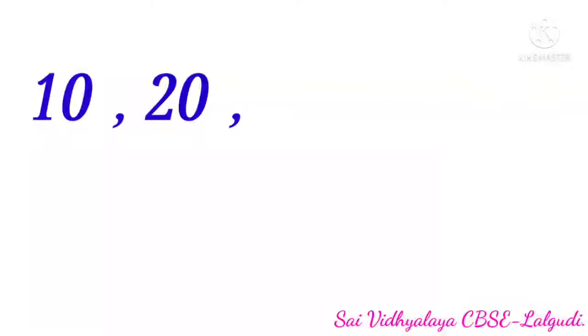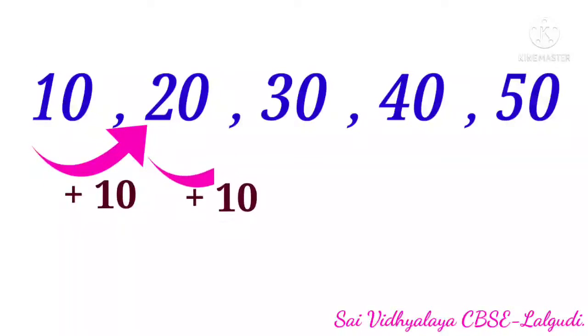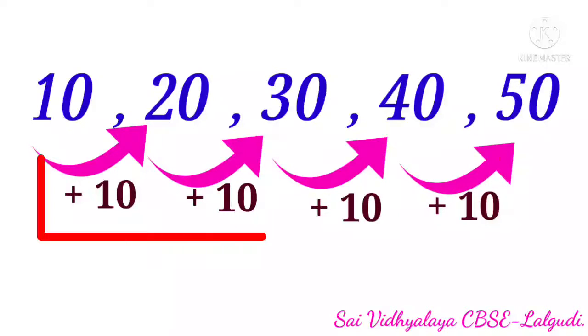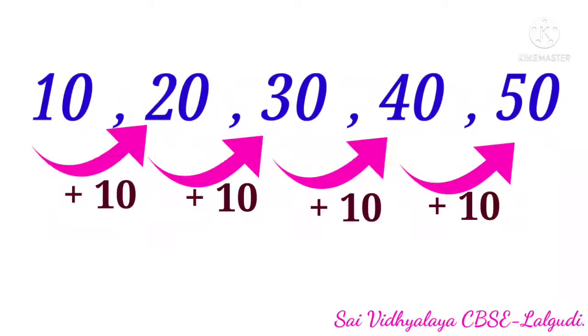Next, 10, 20, 30, 40, 50. 10 plus 10 is 20. 20 plus 10 is 30. 30 plus 10 is 40. 40 plus 10 is, yes, 50. Here we have to add number 10 repeatedly to make this pattern.